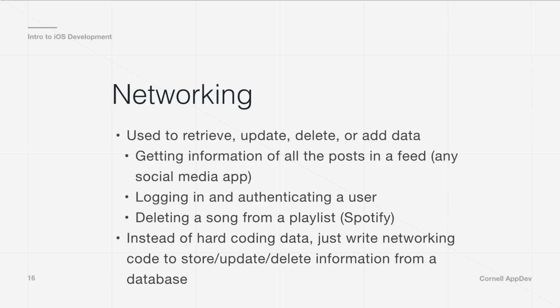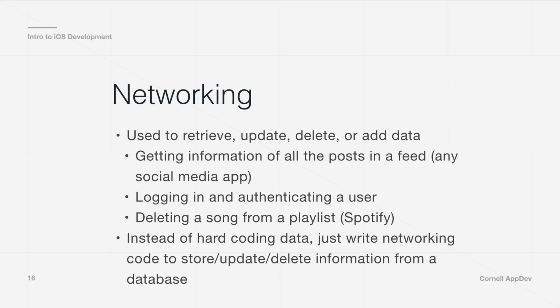So far for all your projects, you guys have just been hard coding data. For example, for project 5, you hard coded all the eateries and all the information. But obviously if you're trying to make apps that scale, you can't possibly hard code everything, right? So instead we write the code for networking that does several things. It can either retrieve data, update data, delete data, or add data.